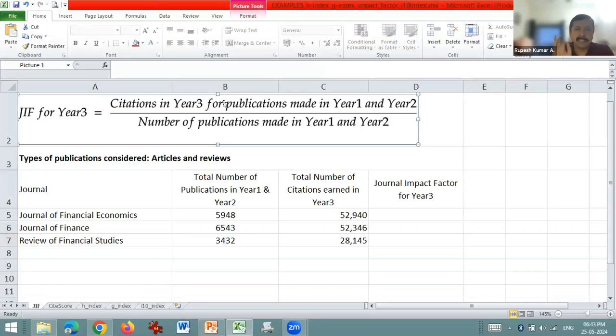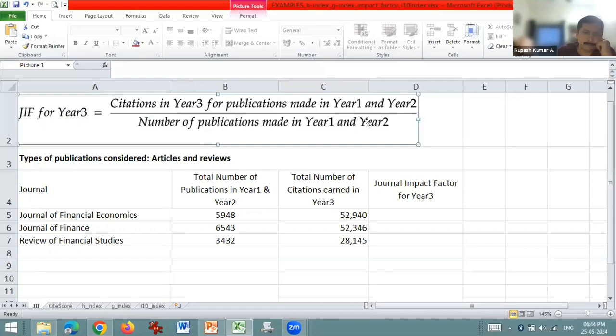Journal impact factor for year 3. Let us consider year 3. Let us replace year 3 by 2023. I am considering 2023, not 2024, because it is still May. So let us say journal impact factor for 2023 is calculated by taking the total number of citations received by a journal during 2023 for the articles published by the journal during 2022 and 2021, divided by the number of articles published during 2021 and 2022.